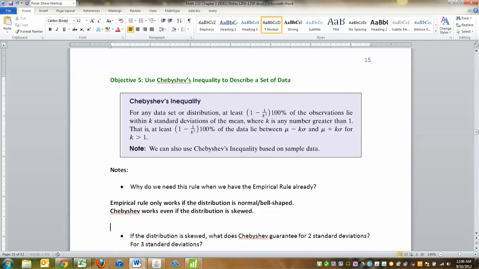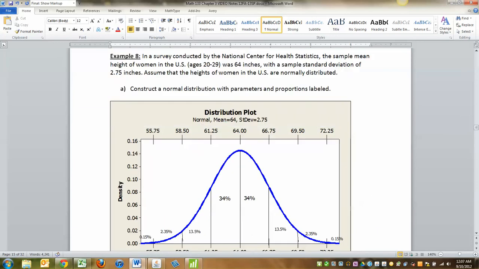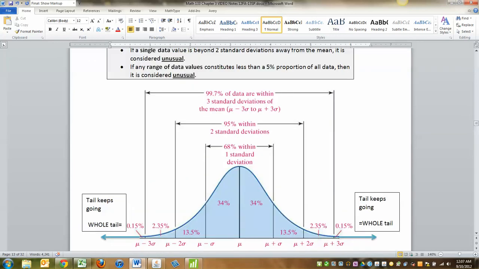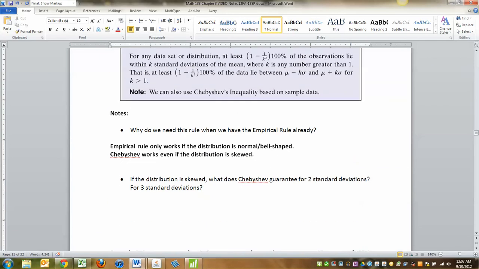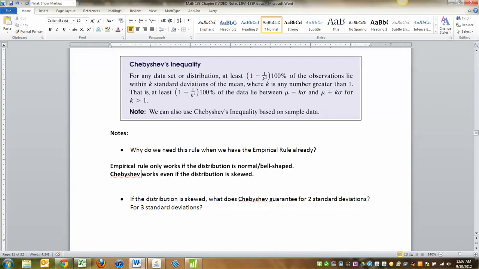So the empirical rule only works, I said it before, but I'll say it again, it only works if it makes this beautiful picture. If it doesn't make this lovely normal distribution, i.e. bell shape, then you're in trouble, right? If it's skewed right or skewed left, that's when Chebyshev comes into play. Okay, so if the distribution is skewed, this is your formula, 1 minus 1 over k squared. That's the least amount that would lie in between that many standard deviations away.